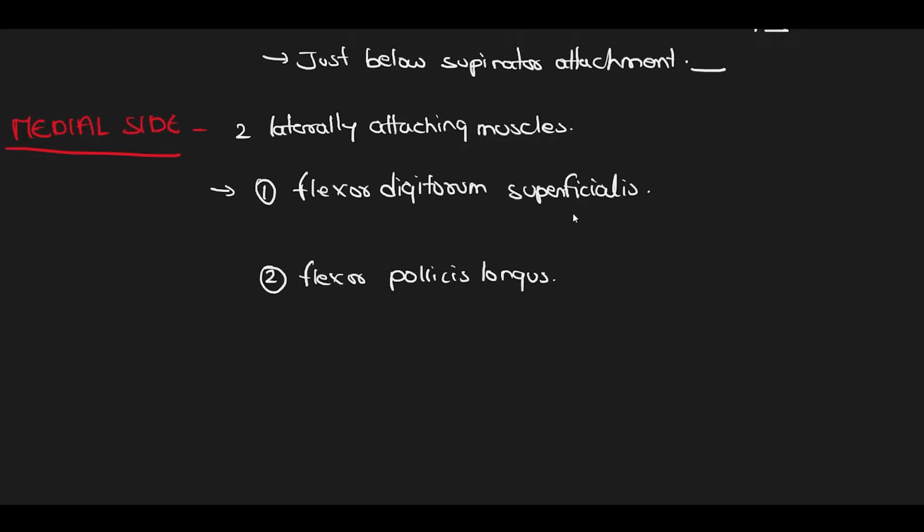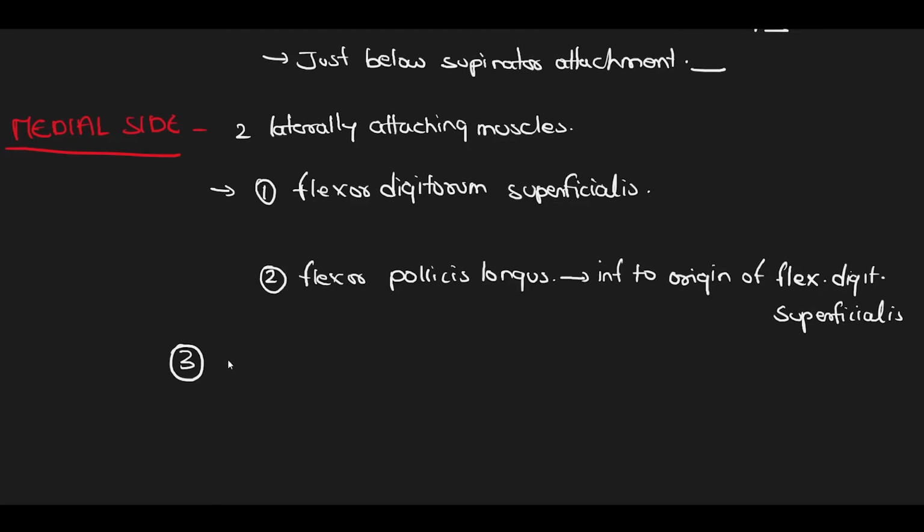So where is the flexor digitorum superficialis located? On the medial side of the shaft of the radius. And where is the flexor pollicis longus situated? It is attached inferior to the origin of flexor digitorum superficialis.